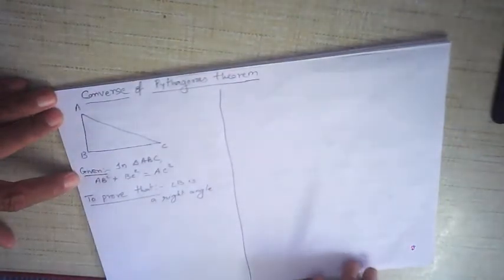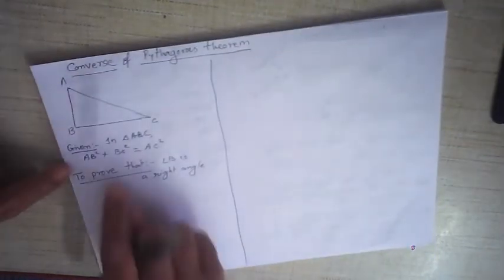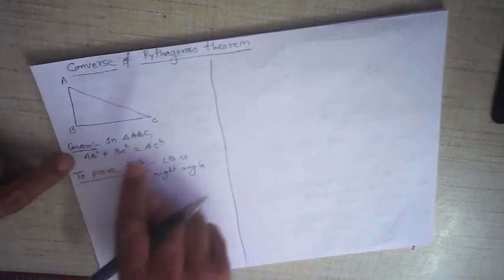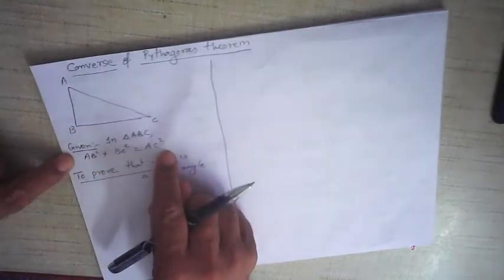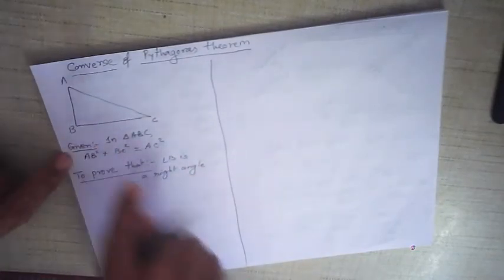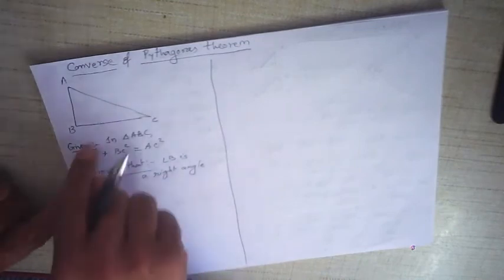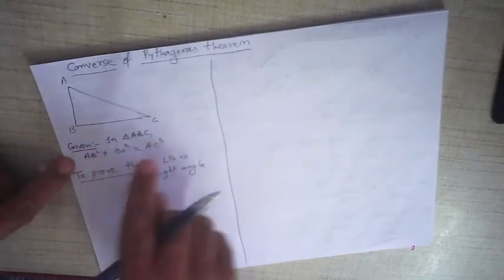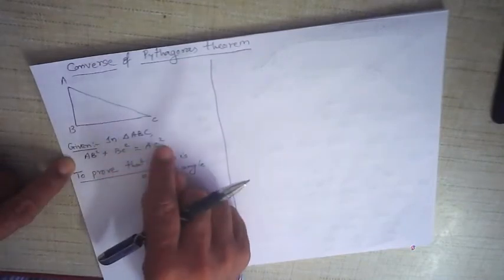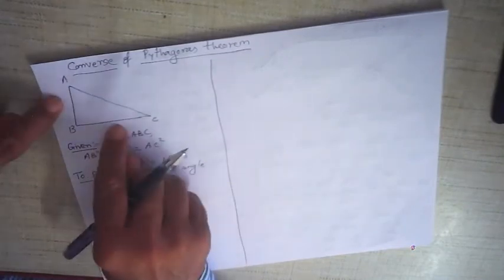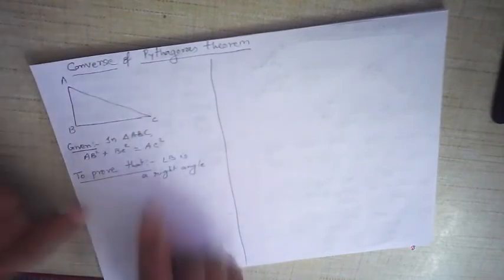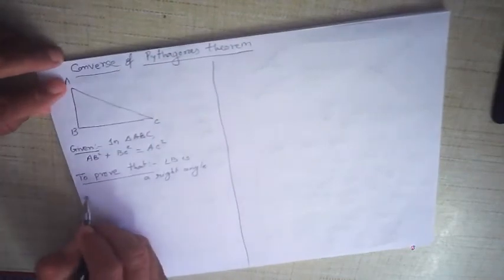Once again, in Pythagoras theorem, we were given that angle B is a right angle, and therefore we had to prove that AB square plus BC square is equal to AC square. This is the converse of Pythagoras theorem. Exactly opposite. Given becomes to prove, and to prove becomes given. So given in triangle ABC, AB square plus BC square is equal to AC square. The sum of the squares of two sides is equal to the square of the third side. Prove that angle B is a right angle. Alright, so we'll start with the proof.